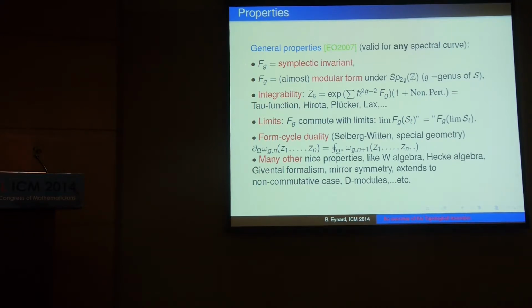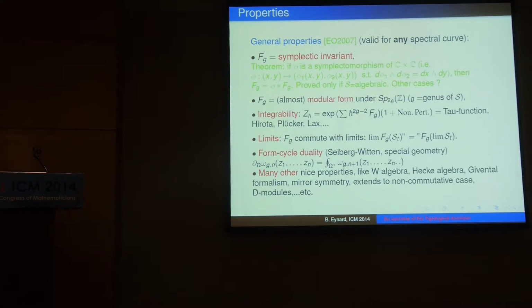What do I mean by symplectic invariant? It's if you change x and y by a symplectomorphism. So if you change x,y to phi1, phi2, such that the symplectic form dx wedge dy is conserved, then F_g is invariant. This is not obvious at all from the definition. The proof took us like 30 pages and it's not trivial at all.